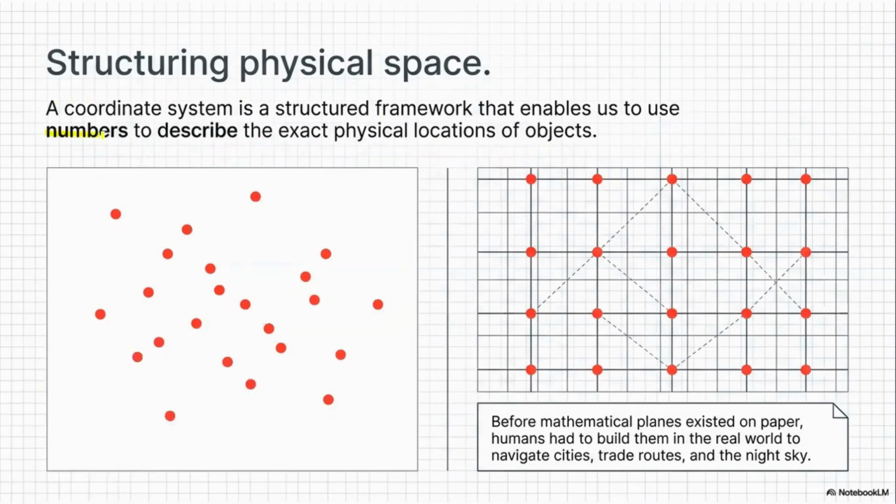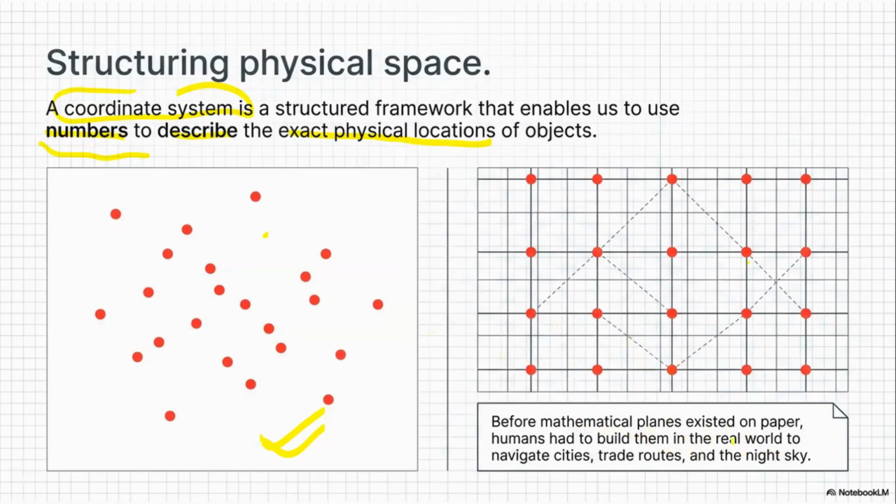Okay, so the number to describe the exact physical location, right? We can tell the physical location, but if we use numbers to describe, this is called a coordinate system. Like this, you can see many points are there, but if we use numbers, like from here 2 steps left or 5 steps down, then this is called coordinates.